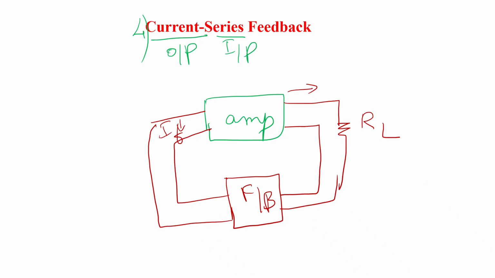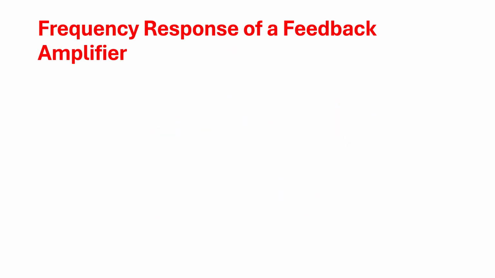So the feedback in a current series feedback is connected in series with the input. This arrangement is frequently used to increase the bandwidth, stability and input impedance. This also controls the gain, guarantees precise amplification, and reduces distortion for an enhanced integrity of signals across a range of applications. Now we'll discuss the frequency response of a feedback amplifier.